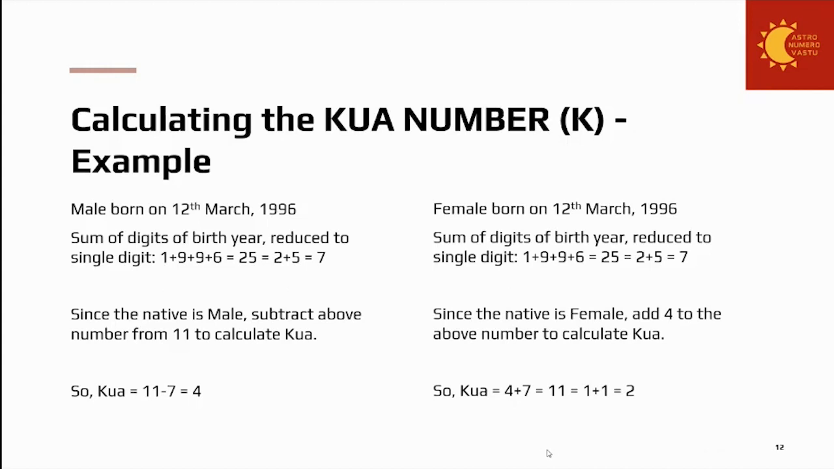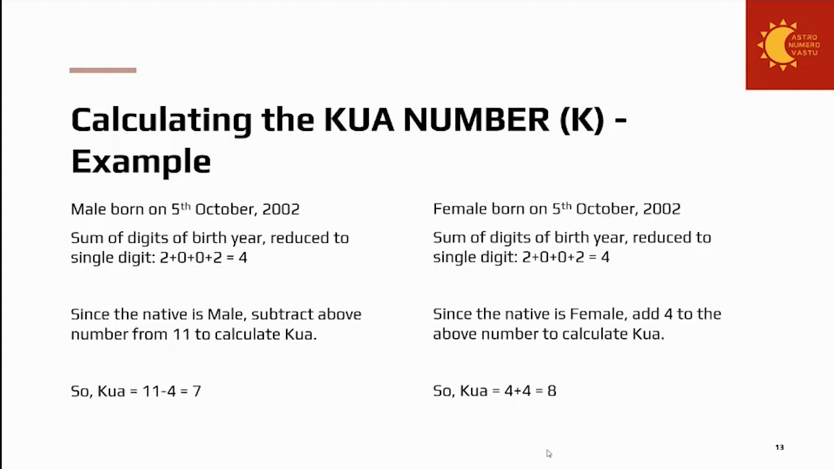So the first step, as I said, is the same: the sum of the digits of the birth year reduced to a single digit. Here 1 plus 9 plus 9 plus 6 gives 25. 2 plus 5 is equal to 7. So we have obtained this single digit 7 by reducing the year of birth. Now, if the native is male, you will subtract this number from 11. So in the case of male, KUA is 11 minus 7, which comes out to be 4. And for female, you add 4 to it. So here it will be 7 plus 4, which comes out to be 11, and 1 plus 1 is 2. We are again reducing it to a single digit. So the KUA number for male comes out to be 4, and for female, it comes out to be 2.